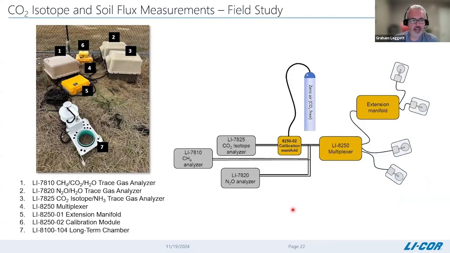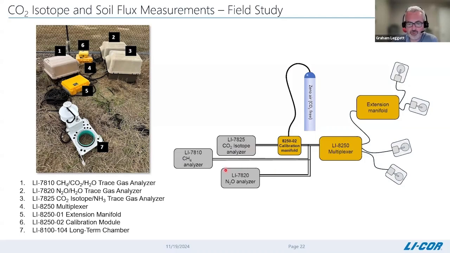So a quick look at our field study to validate this measurement and the system. On the right-hand side, you can see a schematic of the setup. We've got our LI-7825 isotope analyzer connected to the multiplexer via the calibration manifold. And you can see the calibration manifold is connected to a zero air, a CO₂-free air cylinder. So each day, that gas is used to zero the instrument and maintain accuracy of the measured delta value.